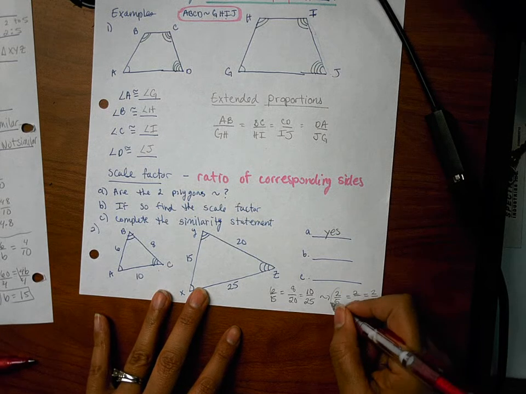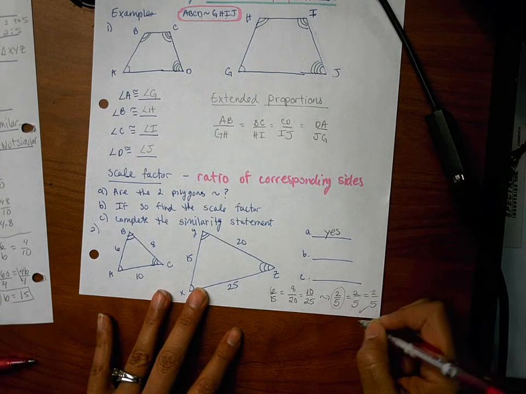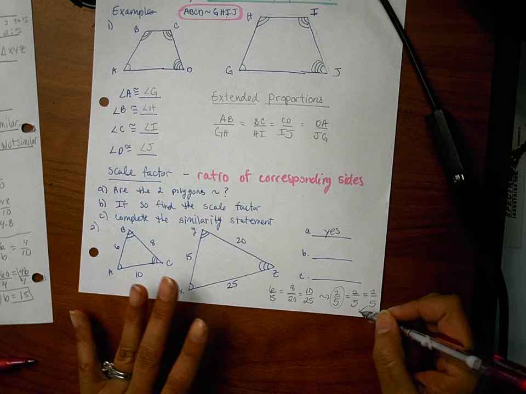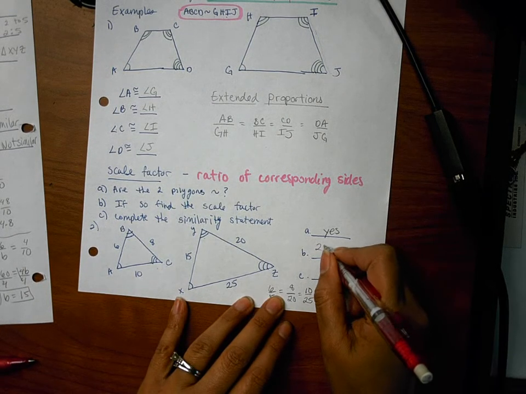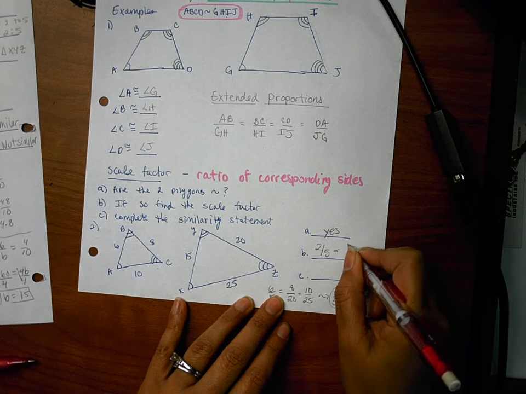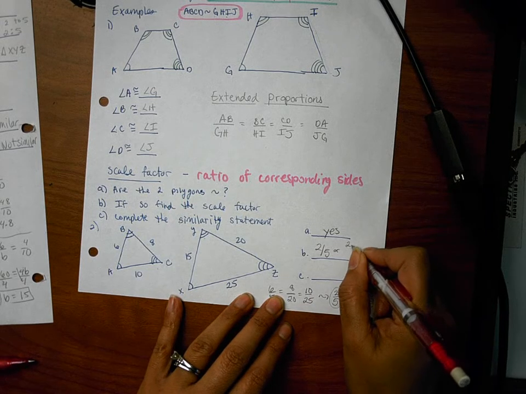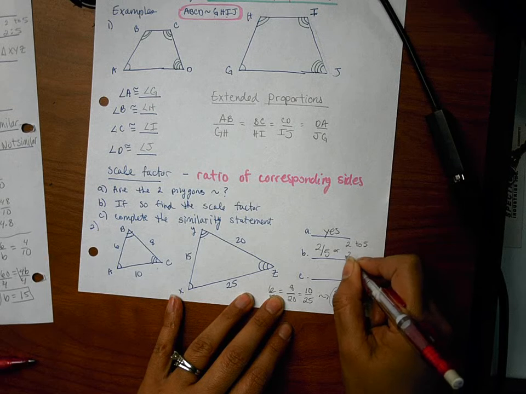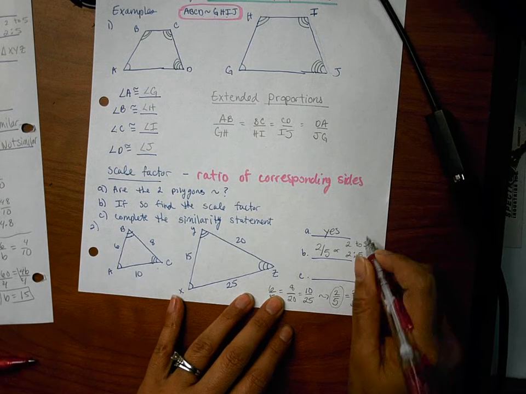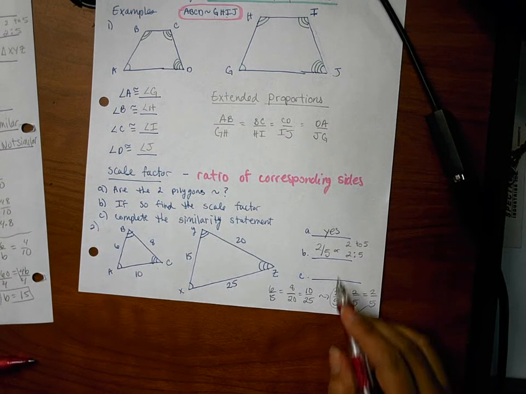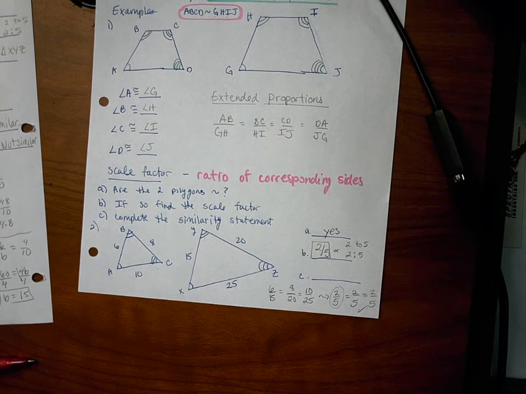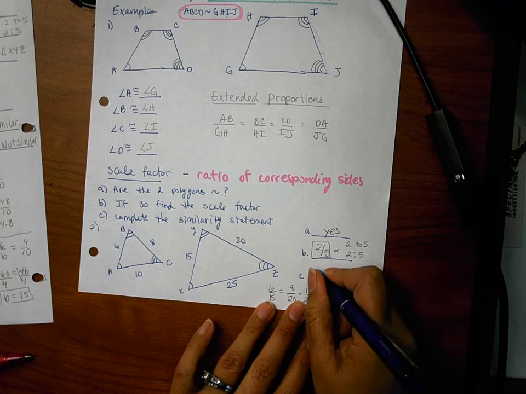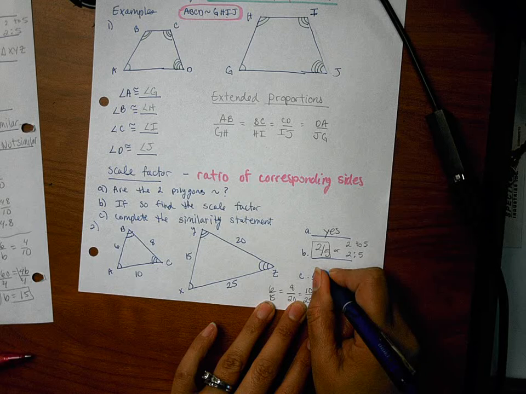Part B, if so, find the scale factor. Well, this right here is the scale factor. As long as they are all the same, it's the scale factor. Just make sure you reduce. This one doesn't reduce, so you would write 2/5. Or you can write it, as you learned back in elementary school, 2 to 5 or 2.5. You learned it about 5th, 6th grade. This is the way I'm going to write it, as a fraction, but you can write it as any one of those.